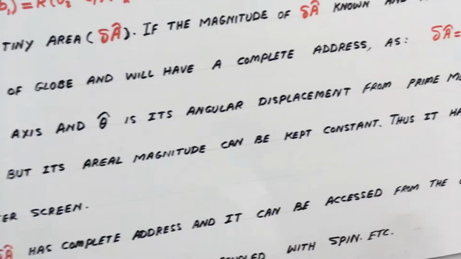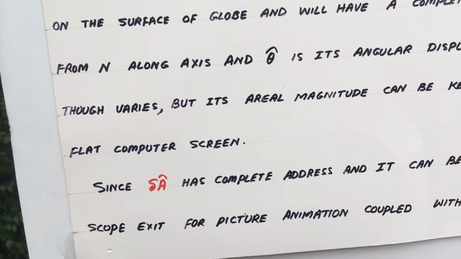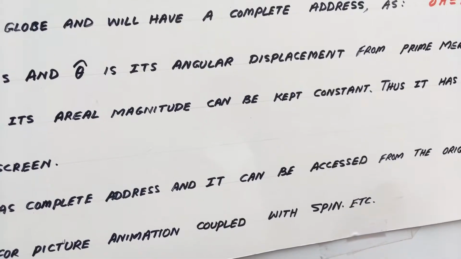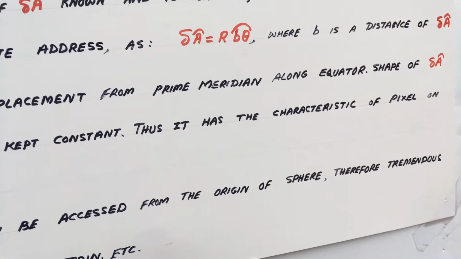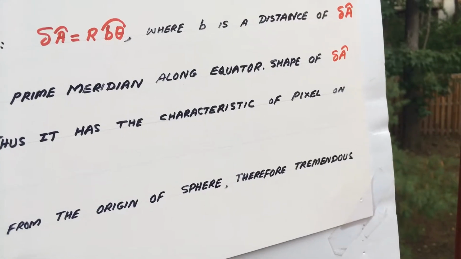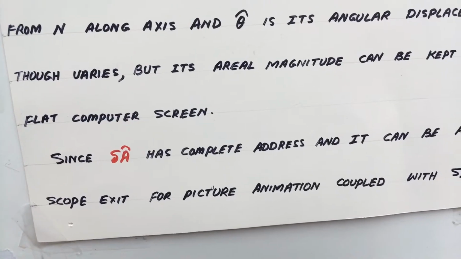on a flat computer screen. Since θ̂ has a complete address and it can be accessed from the origin of the sphere, therefore tremendous scope exists for picture animation.